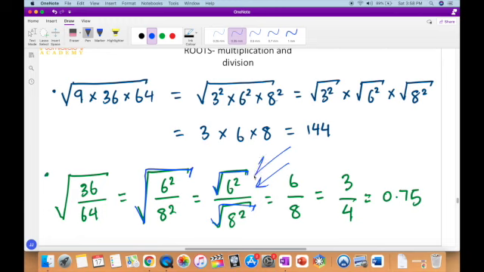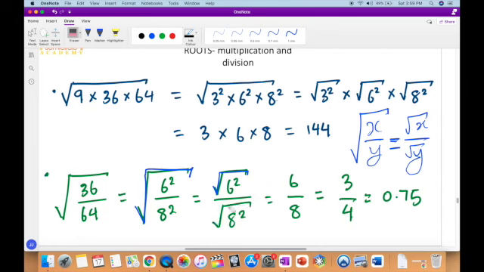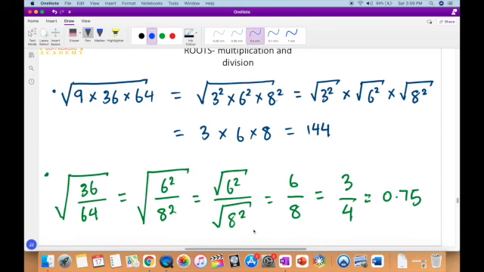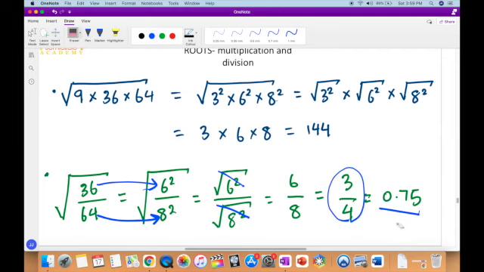This is important because in algebra, you're going to see the square root of x over y, and you are going to have to remember that that is the square root of x over the square root of y. They are the same. So these are important things to know and remember, so please study this. You can see that the squares cancel because 36 is really 6 squared and 64 is really 8 squared. The squares cancel, leaving me with just 3 over 4 or 0.75. Let me know when you're done.